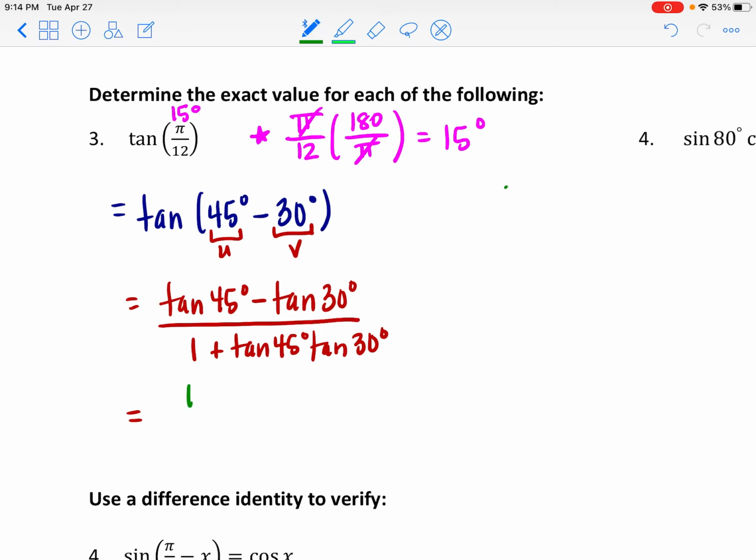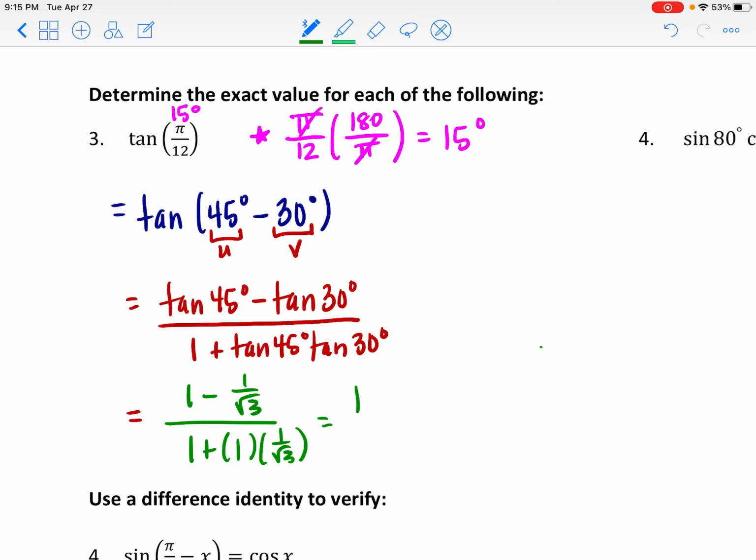so 30 degrees hits the unit circle at radical 3 over 2 and 1 half. So if I wanted the tangent here, I have to take 1/2 and divide it by radical 3 over 2, which means we're going to end up with 1 over radical 3. So tangent of 30 is 1 over radical 3. And that's going to be divided by 1 plus the product of the two values that we just found. So tangent of 45 was 1, and tangent of 30 was 1 over radical 3.